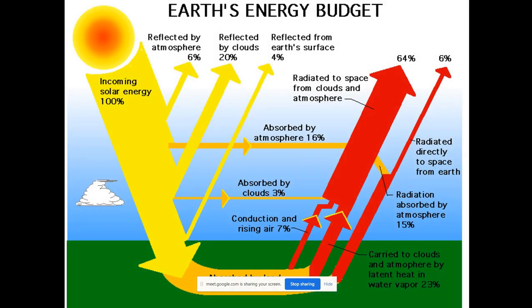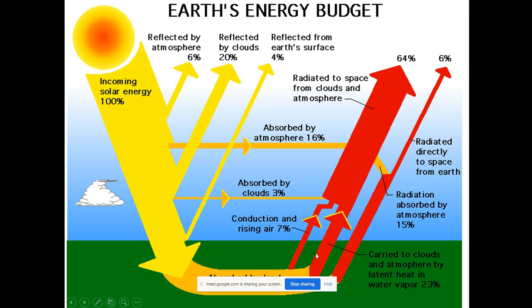Okay, here in the figure you can see the energy coming from the sun. Suppose 100% energy is coming, so it is reflected by the atmosphere and by the clouds. Energy reflected by the atmosphere is 6%, energy reflected by clouds is 20%, and reflected from Earth's surface is 4%. By the red arrows we can also see different types of energy, like 64% and 6%.